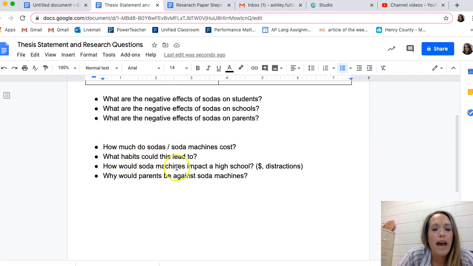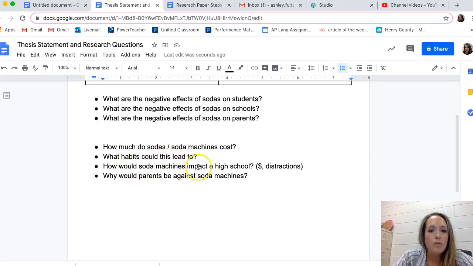The next question, what habits could this lead to? All right, so habits. This is going to be a habit for a student. So maybe the habits could create an addiction to caffeine, or maybe even obesity. So some negative eating habits and some negative consumption habits there. So maybe we'll leave that one as well because you can't really combine the first 2.